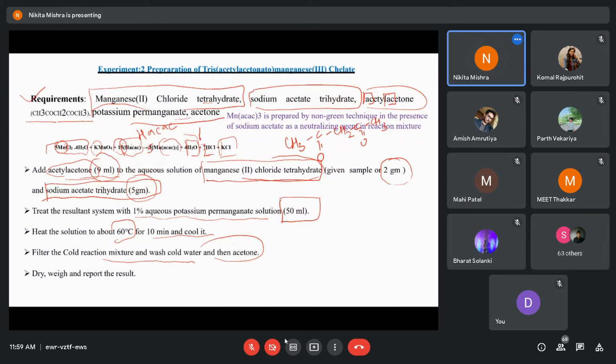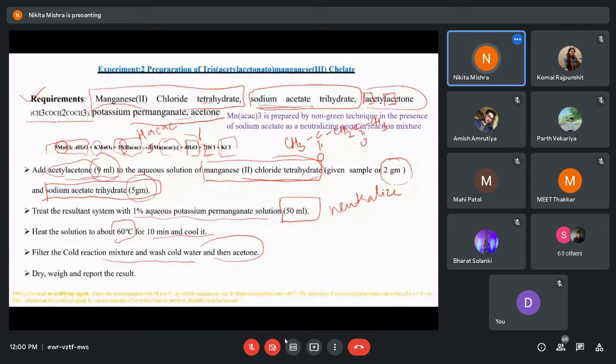Now here we have seen that Mn(acac)3, that is manganese acetylacetonate, is prepared by the non-green technique. Sodium acetate is added. Why is that sodium acetate added? Sodium acetate is added to neutralize the reaction. In each practical we have to see why the other substances are added in the complete reaction. So here the sodium acetate is added to neutralize the reaction mixture.